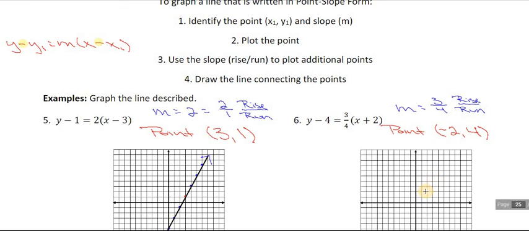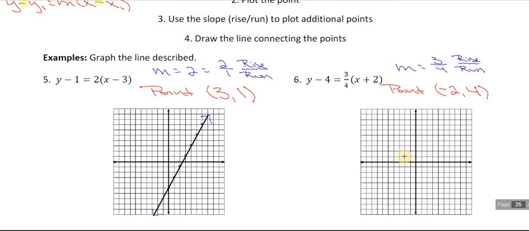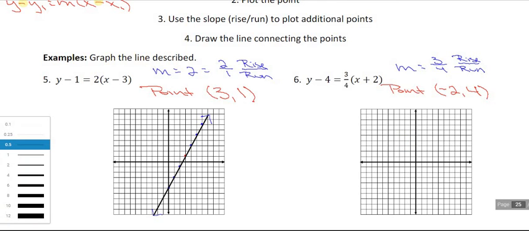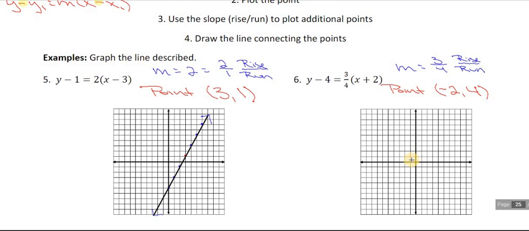We're going to plot the point, so we're going negative 2, positive 1, 2, 3, 4. Let me get my thicker plotting pen. Negative 2, 1, 2, 3, 4. Okay, and now we're going to use that slope of 3 over 4. We're going to rise 1, 2, 3, run 1, 2, 3, 4. Rise 1, 2, 3, run 1, 2, 3, 4.